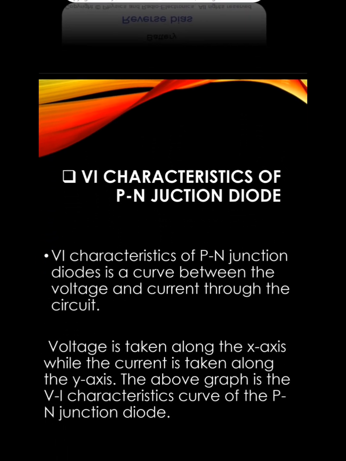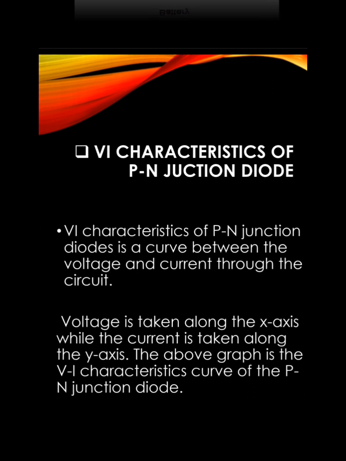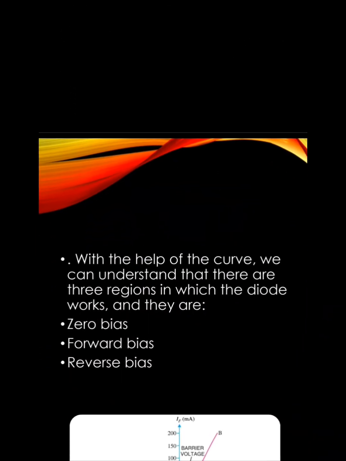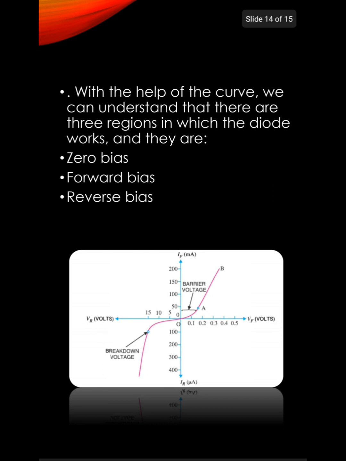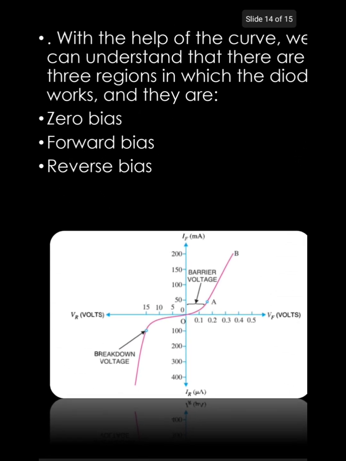Now, the characteristics of the PN junction diode. The characteristic is a curve between the voltage and current through the circuit. Voltage is taken along the x-axis while current is taken along the y-axis. With the help of the curve, we can understand that there are three regions in which the diode works, and they are zero bias, forward bias, and reverse bias. This is the graph.